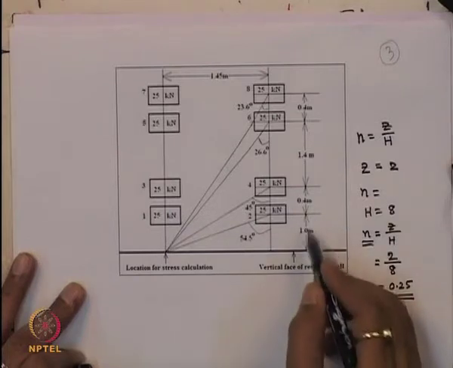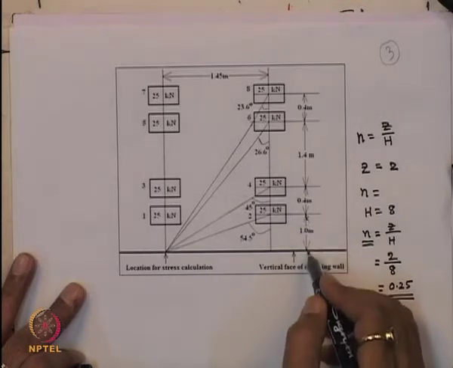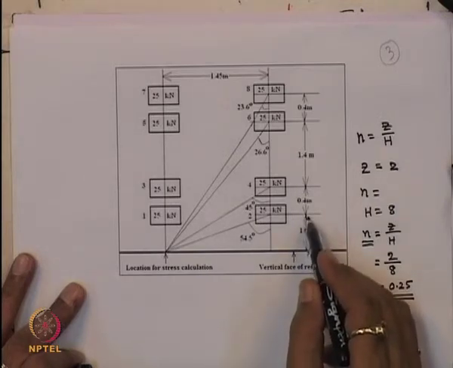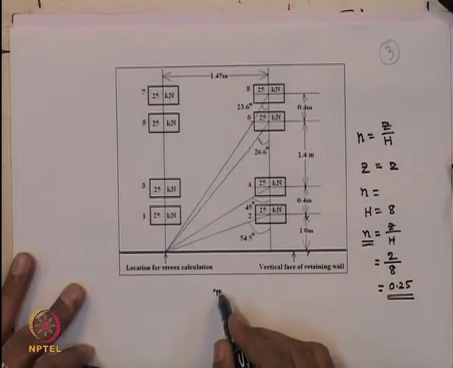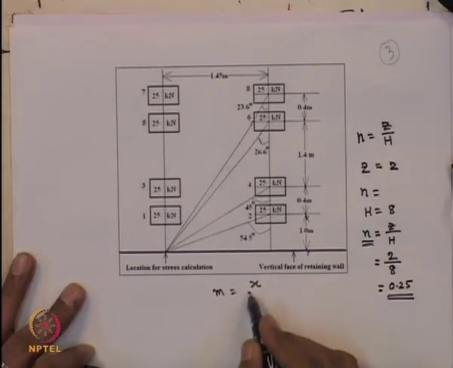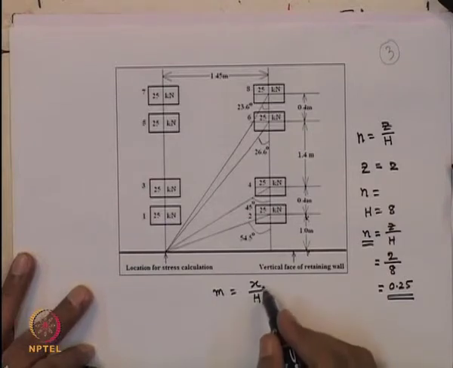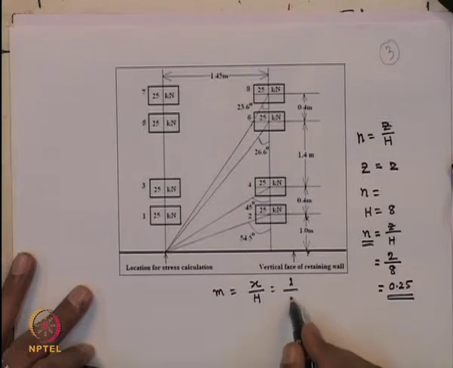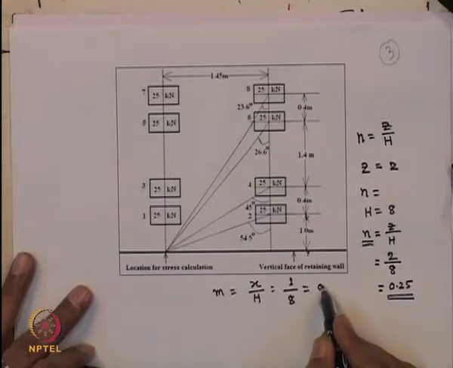And x is given as 1 meter from here to here. This x is 1 meter. And you know that m is equal to x by h. So if x is equal to 1 and h is equal to 8, the m value will be equal to 0.125.